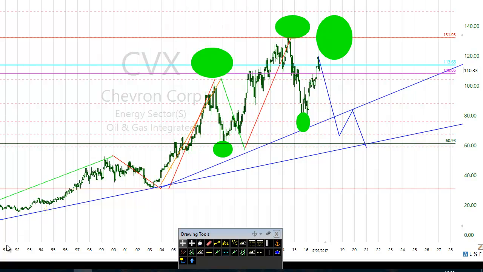And then now, when we go deeper, we'll go into the internal waves to see whether, in fact, this is an impulse wave or a corrective wave. So if we label something as an impulse wave, but we look at the internal waves and it looks like a 1, 2, 3, we will say, oh no, this is not an impulse wave.